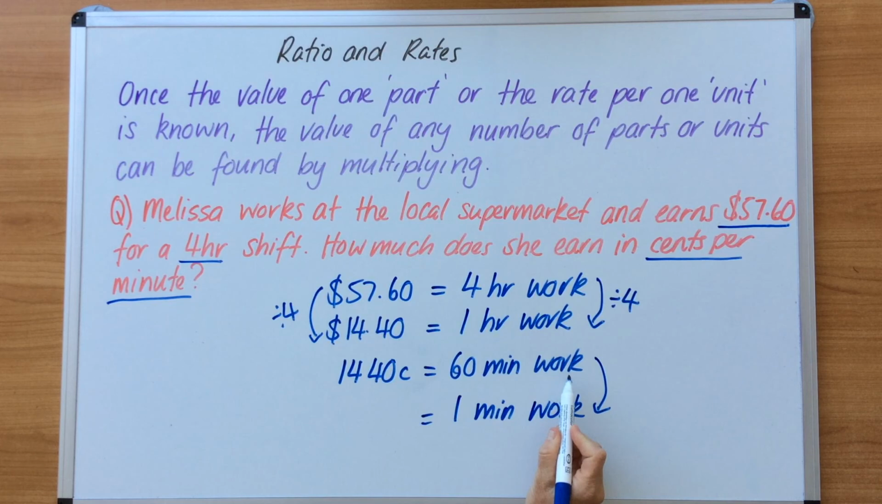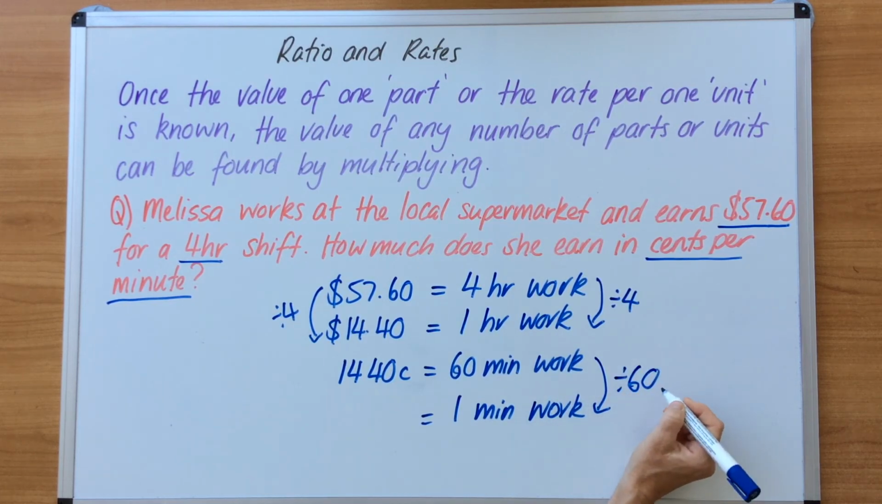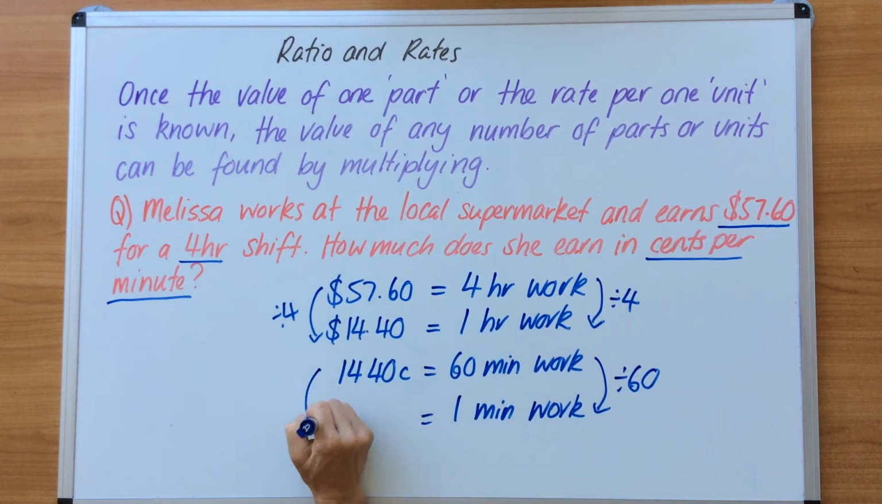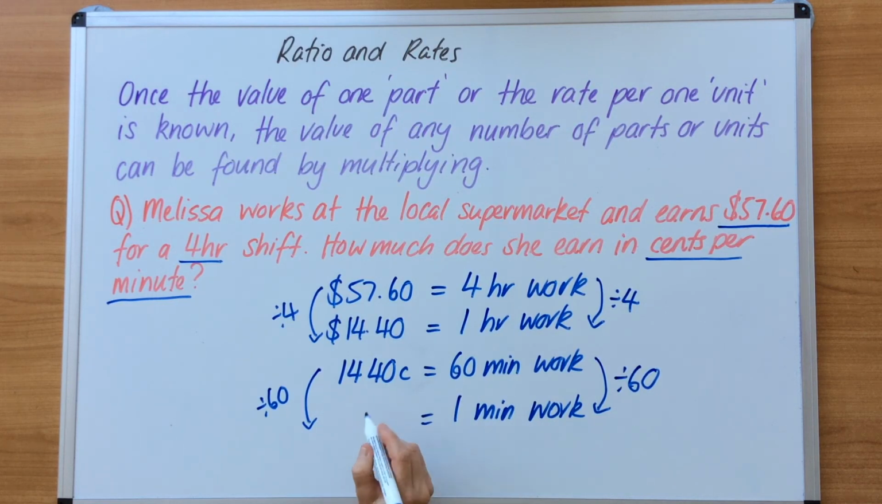There's 60 minutes of work here and 1 minute of work here. We must divide by 60 to get that 1 minute. So we have to do the same thing over here. And if we divide 1,440 cents by 60, we get 24 cents. So we now know that she earns 24 cents per 1 minute of work, and it's a worded question, so we need a worded answer.